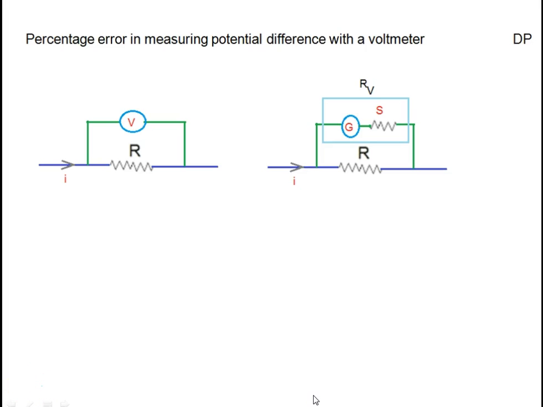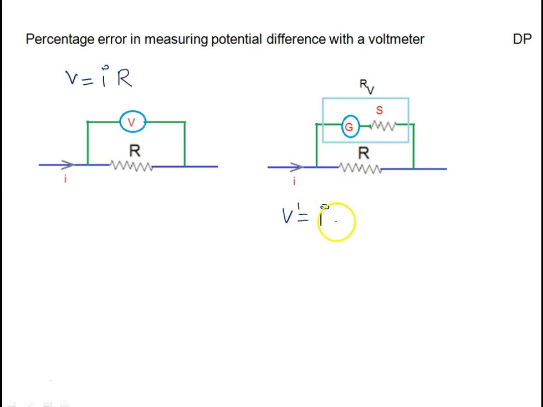So here if I say this is the ideal situation, we use Ohm's law, we calculate the V and this V comes IR. And this is the practical situation in which we have converted the galvanometer into the voltmeter and the resistance of the device is RV. RV you can say G plus S. Here if I measure the voltage, what I will say V dash can be written as I.